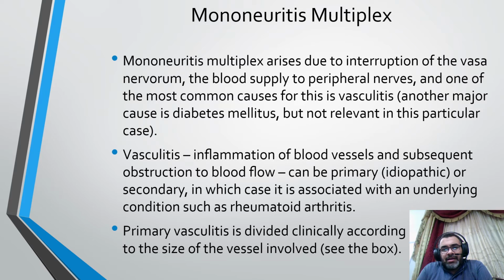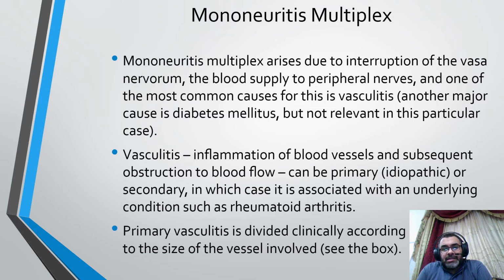Mononeuritis multiplex arises due to interruption of the vasa nervosum, the blood supply to peripheral nerves, and one of the most common causes of this is vasculitis. Another major cause is diabetes mellitus, but not relevant in this particular case. Vasculitis, which is inflammation of blood vessels and subsequent obstruction to blood flow, can be primarily idiopathic or secondary, in which case it is associated with an underlying condition such as rheumatoid arthritis or systemic lupus, of course.